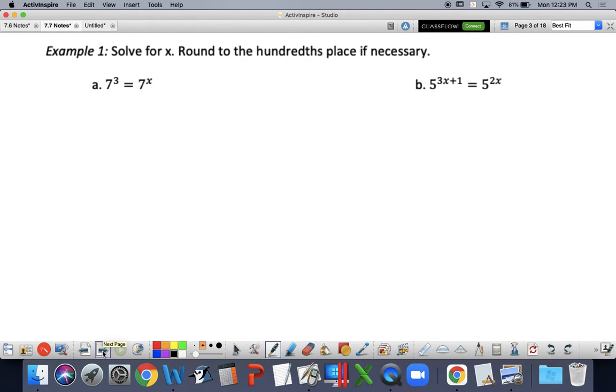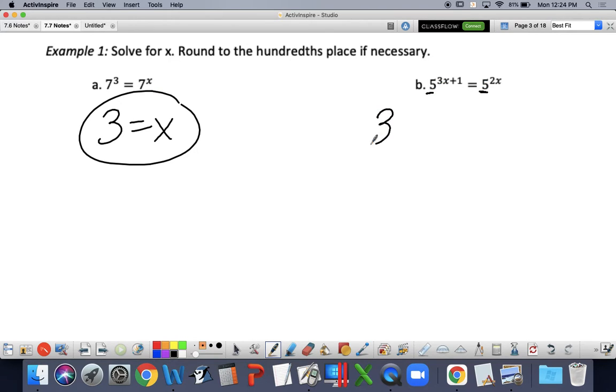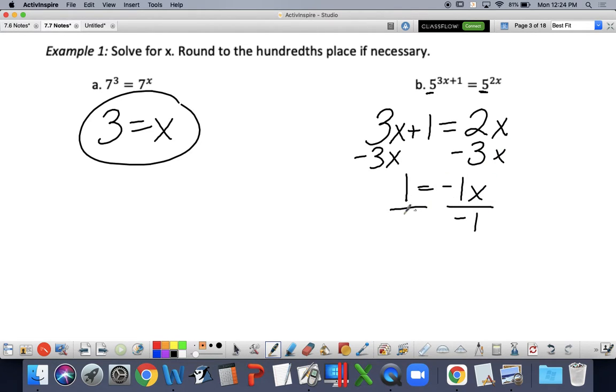So we're going to start out small. If I have 7 cubed is equal to 7 to the x power, what does x have to be? 3, right? This is exactly right. 3 is just equal to x. In order for this to be a true statement, the x value would have to be 3. Looking at letter B, we have 5 to the 3x plus 1 is equal to 5 to the 2x. We have the same base here. I can just cut that out and say, okay, 3x plus 1 must be equal to 2x. Now we just have a two-step equation. Subtract 3x, or subtract 1, whatever makes the most sense to you. I get x is equal to negative 1.